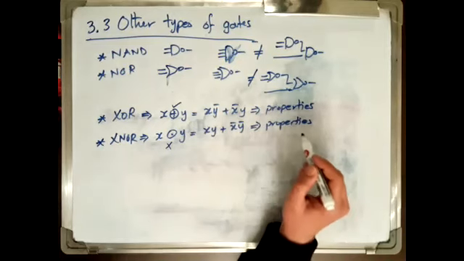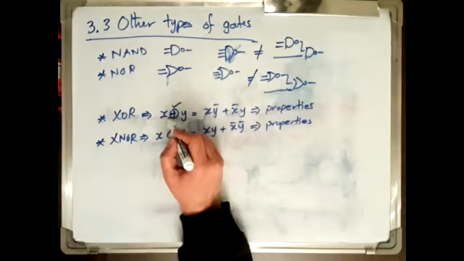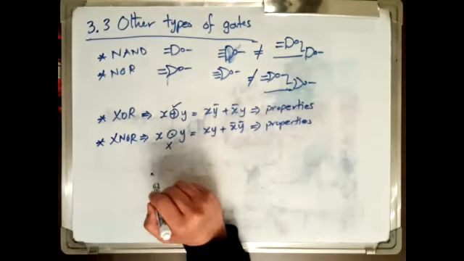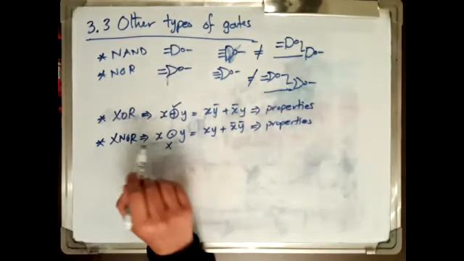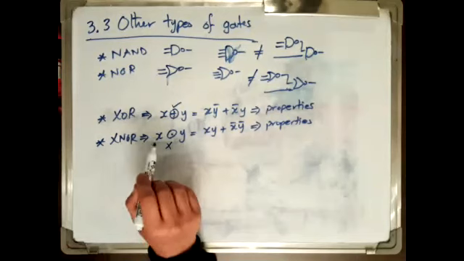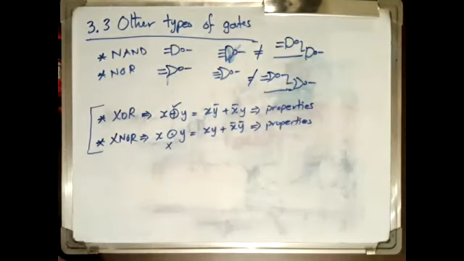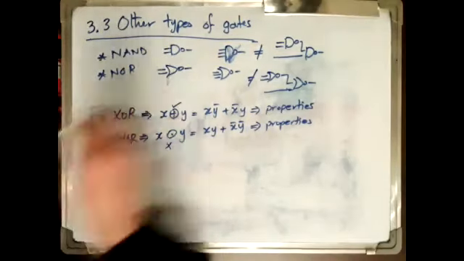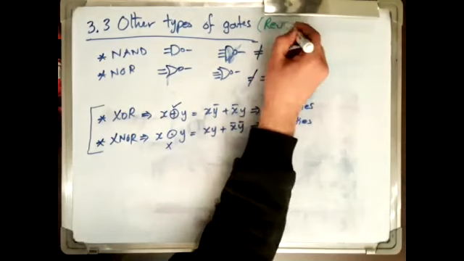Okay. So the XOR is associative, the XNOR is not associative. What we want to discuss here is something related to the K-map, especially with these two operations. So that's why, let's say, these are other types of gates we visited.